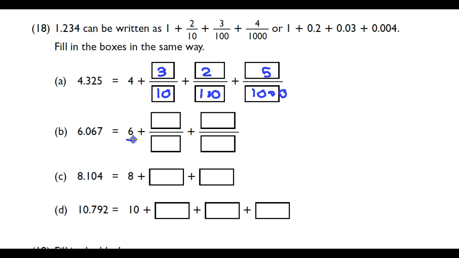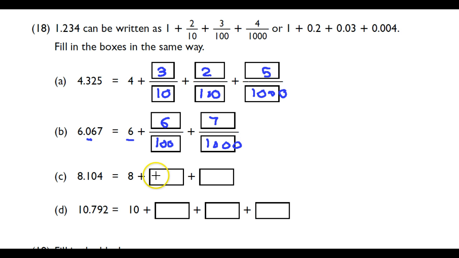3, 4. Now how about this? 6 is the whole number. There is no tenth, so I leave it over here, leave it empty. The next is 6 over 100, because 6 is at the hundredth place. And the last one will be 7 over 1000.